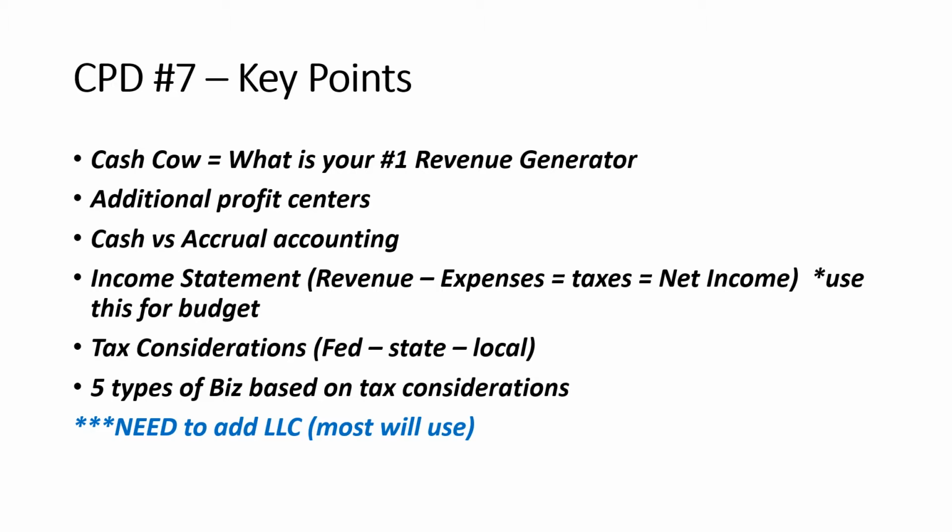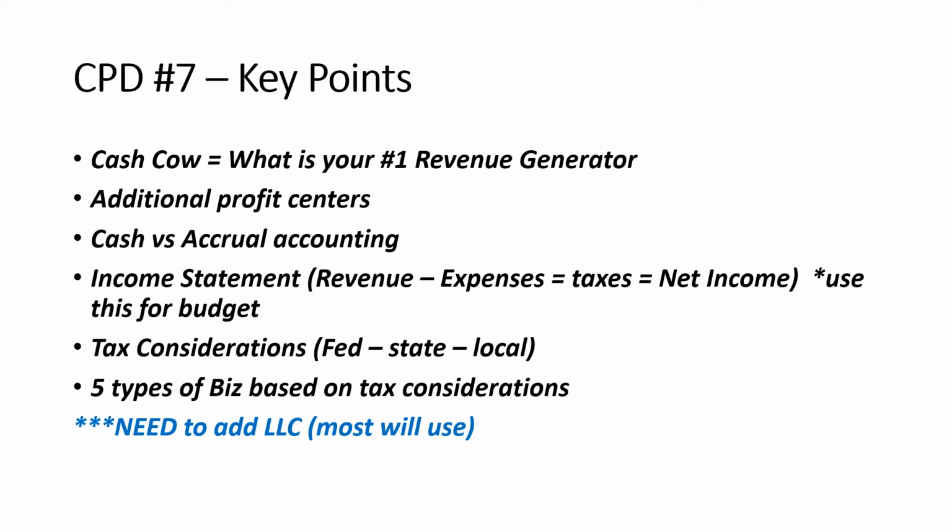The textbook, from a fitness facility, talks about having maybe your sports performance for baseball, high school baseball players, as your number one revenue generator. But then you also have fitness memberships for the general population, and that's just an additional profit center. Not your number one cash cow, but additional.